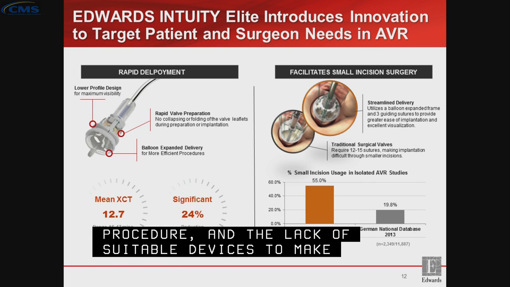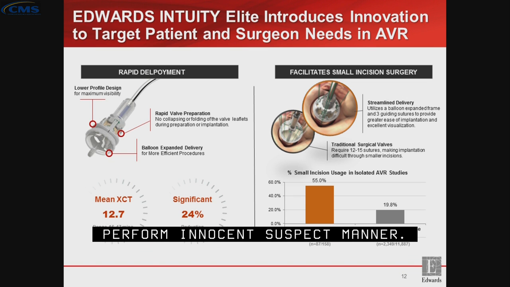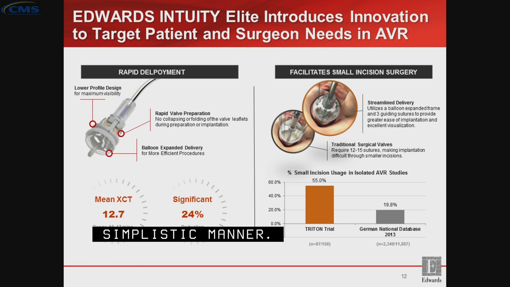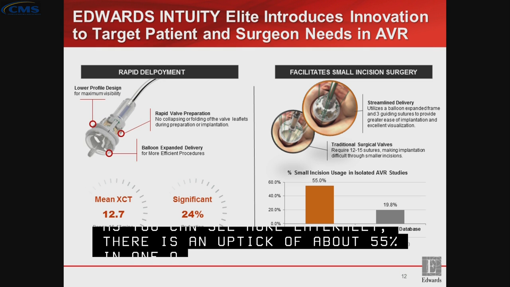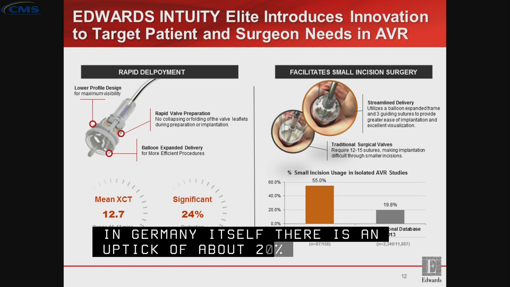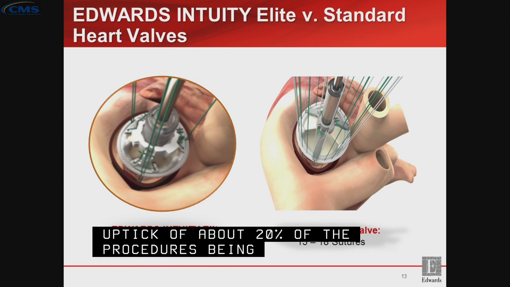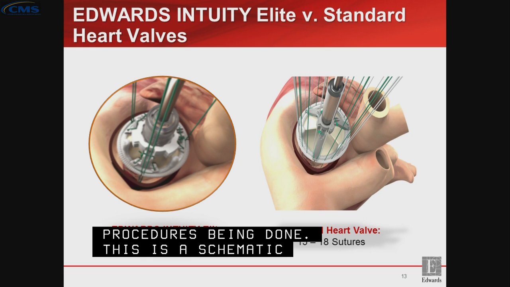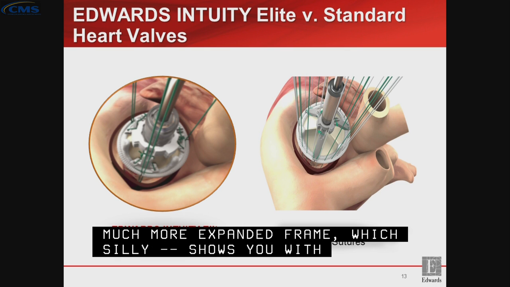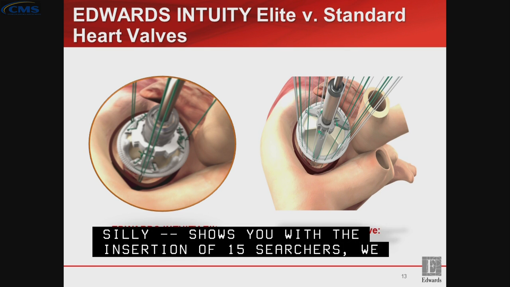More recently, with the introduction of this device, there's an uptake of about 55% in one of the trials, called the Triton trial. In Germany itself, there's an uptake of about 20% of procedures being done through a small incision. This is a schematic diagram of the expanded frame, which shows that instead of 15 sutures, we use three sutures to guide this valve. As I said, it's the length of time the valve takes to implant that makes the procedure long.